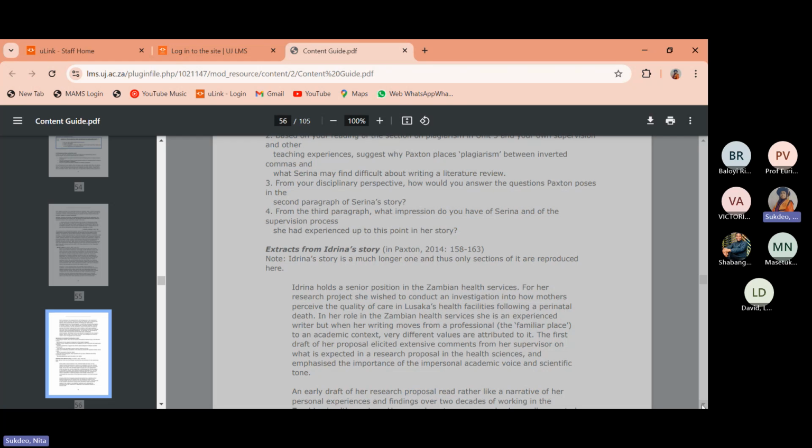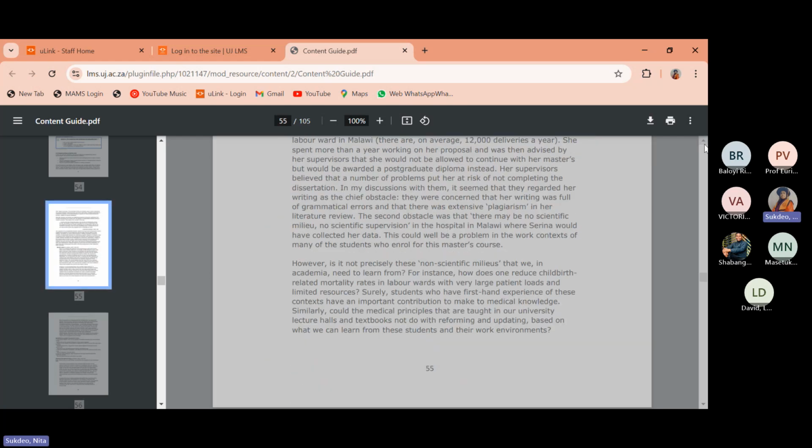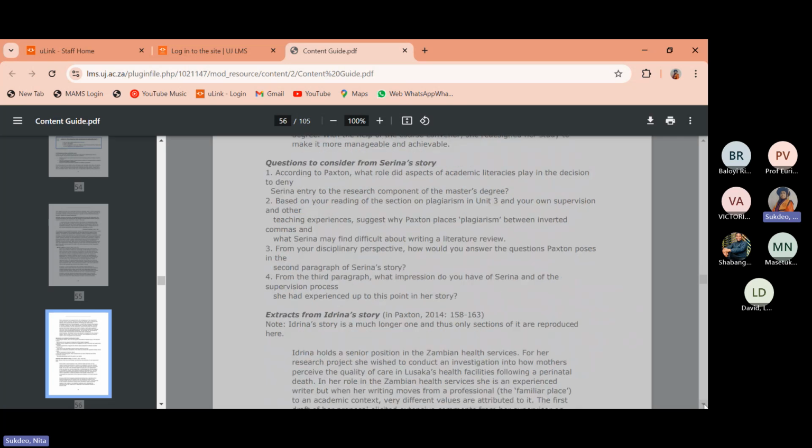From your disciplinary perspective, how would you answer the questions that Paxton poses in the second paragraph of Serena's story? And this was, why would they downgrade her, knowing that she had obstacles, right? She had this first-hand experience. It's just that she didn't have the scientific approach, which needed to be guided by a supervisor, and that's why they brought in a course convener.